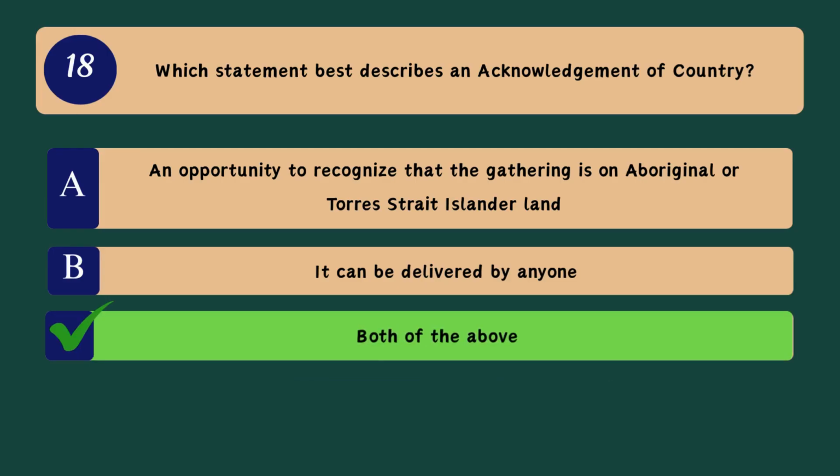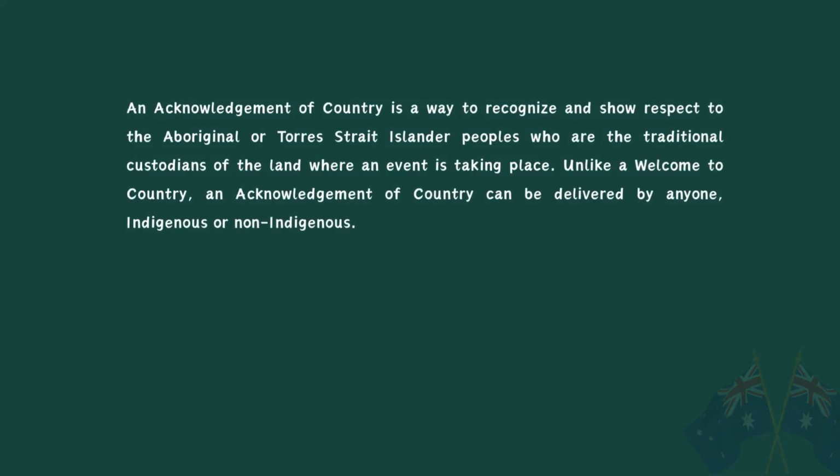Correct answer, C. Both of the above. An acknowledgement of country is a way to recognise and show respect to the Aboriginal or Torres Strait Islander peoples, who are the traditional custodians of the land where an event is taking place. Unlike a welcome to country, an acknowledgement of country can be delivered by anyone, Indigenous or non-Indigenous.